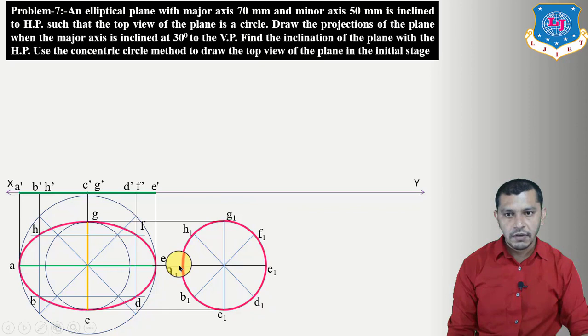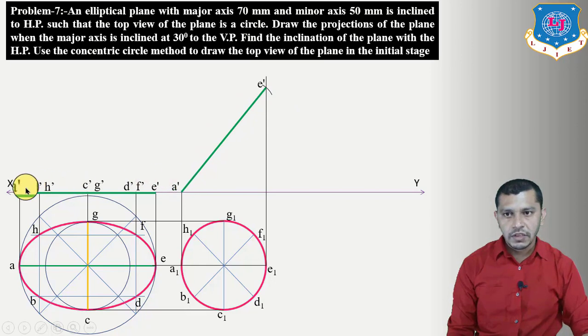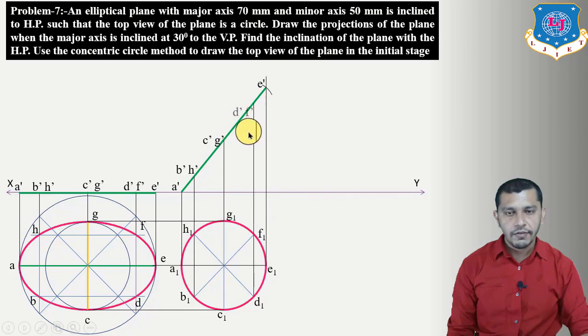Now project this A1 over here. Here we will get A dash. Now measure A dash to E dash. Take center at A dash and give an arc over here. So here we will get E dash. Connect A dash to E dash. Now mark all these points on this line by measuring it from A dash. So mark these points. This will be B dash, H dash. You can also mark these points by projecting it from the top view. Here we will get C dash, G dash. Here we will get D dash, F dash.